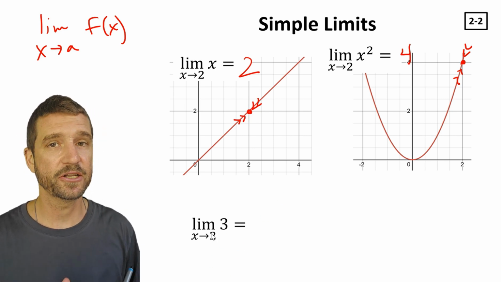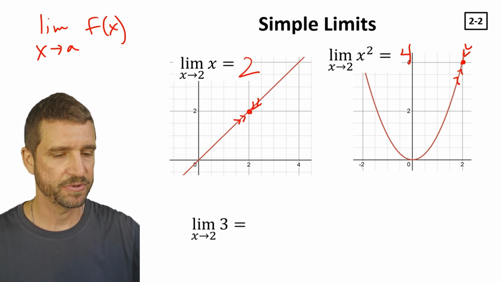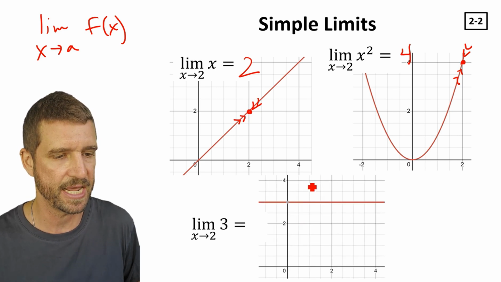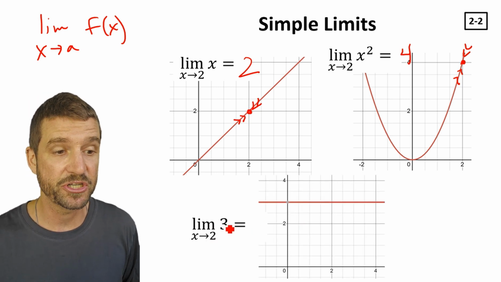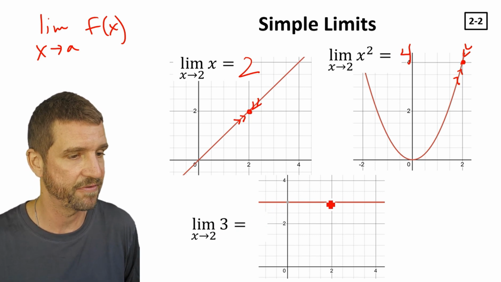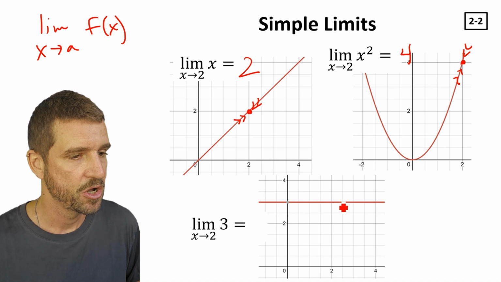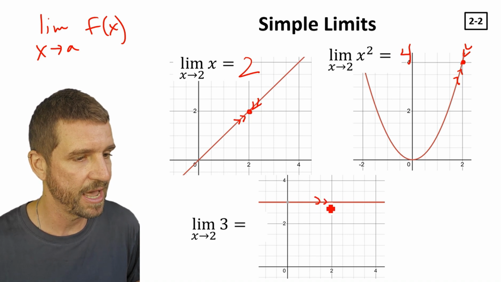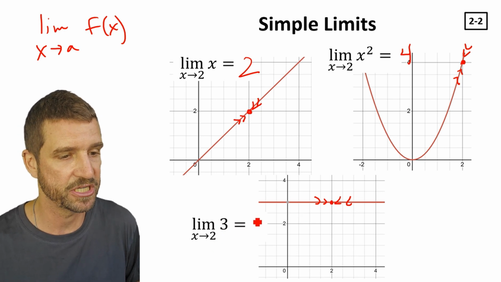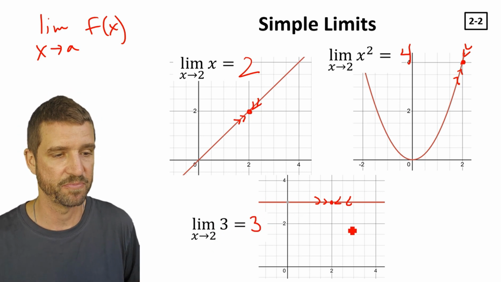This third one is a little bit more tricky. Some students have a little trouble with this one, but after I show you, I think you'll understand. The limit as x approaches 2 of f of x equals 3. This is the function f of x equals 3, this red line. As we approach 2 from the left, and as we approach 2 from the right, we're approaching the same y value, which is 3. So the limit is just going to be 3.